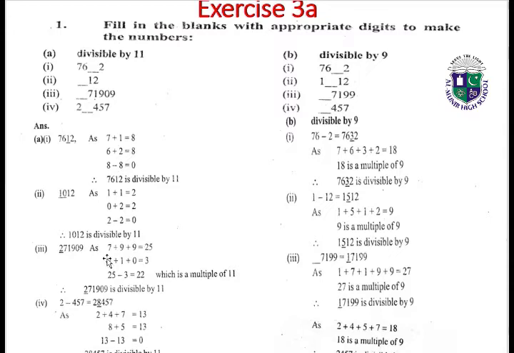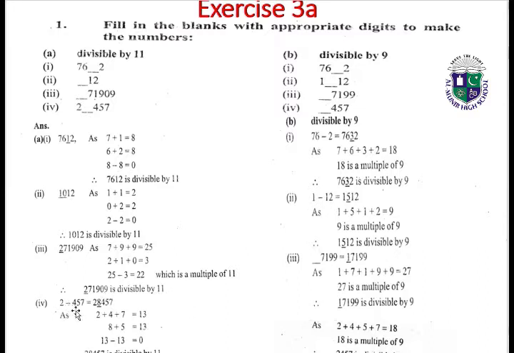2, missing number, 1909. 7 plus 9 plus 9, 9 plus 9 is 18, 18 plus 7 is 25. 2 plus 1 plus 0 equal 3. 25 minus 3 equal 22, which is a multiple of 11. So 271,909 is divisible by 11.